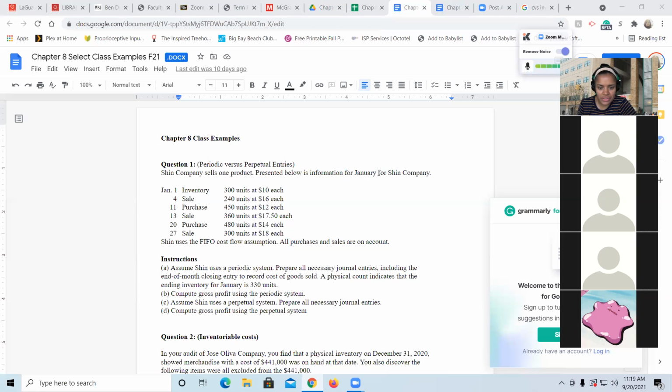Presented below is information for January for Shin Company. January 1 inventory, 300 units at $10 each. So this is the beginning inventory, right? We spoke about this just a second ago. I said the inventory that exists at the end of the previous year or the previous month is the beginning inventory for the next month. So December 31, there were 300 units at $10 each, and now at January the 1st, those same 300 units are there.